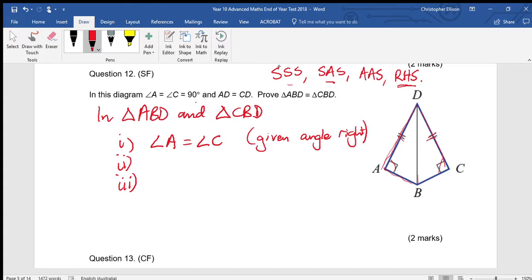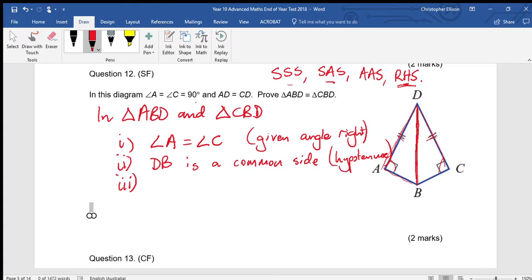The next thing we can say is that the hypotenuse, which is DB, hopefully you can see that DB is that side there. And that side is common to both triangles. So we say it is a common side. And it is also a hypotenuse. We might put in brackets there because that helps us with our proof saying that that's the H part.